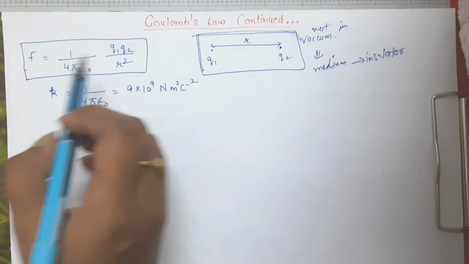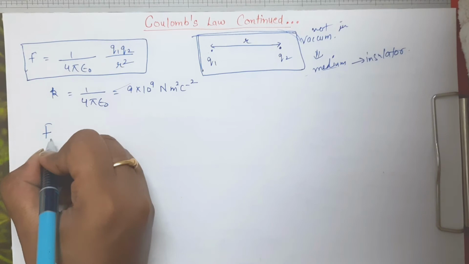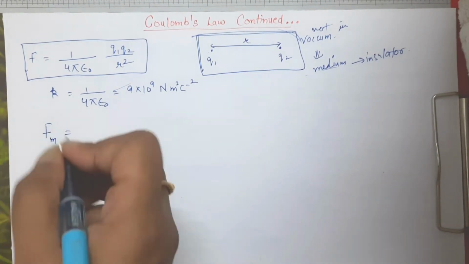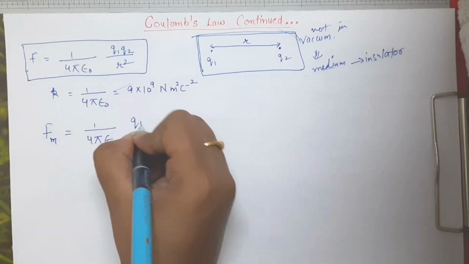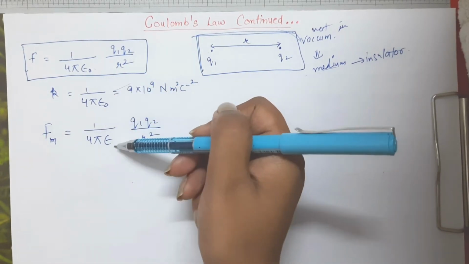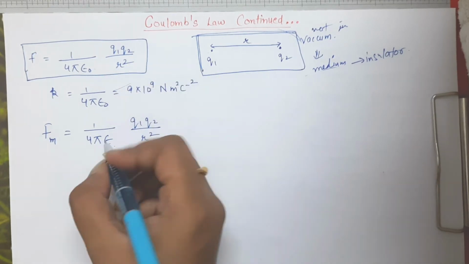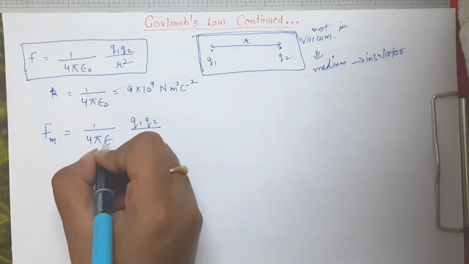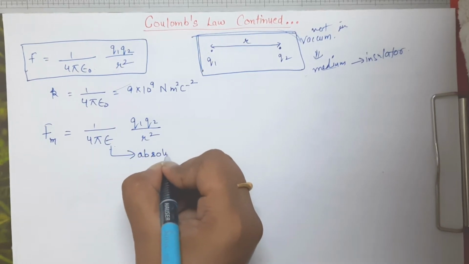in that case, this was the force in vacuum. If it is present in a medium, then the force will be designated by, suppose, Fm. Now this Fm will be equal to what? 1 by 4 pi epsilon Q1 Q2 by r square. Now instead of epsilon naught, we are going to write epsilon. This was the permittivity constant. Now this is also a constant. This is also permittivity, but this is now absolute permittivity.